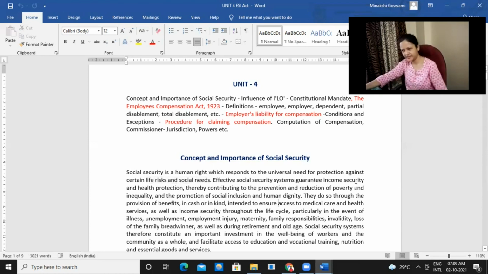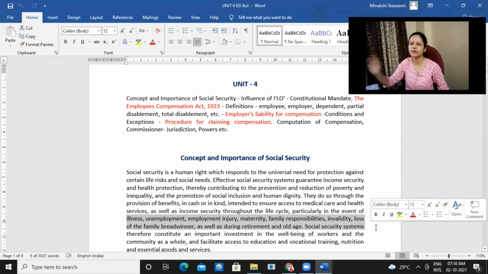Social security systems guarantee income security and health protection, thereby contributing to the prevention and reduction of poverty, inequality, and the promotion of social inclusion and human dignity. So it serves a lot of different purposes. It may be in the event of illness, where because of illness a person is not able to join his job, unemployment, employment injury, maternity, family responsibility, invalidity, loss of family.